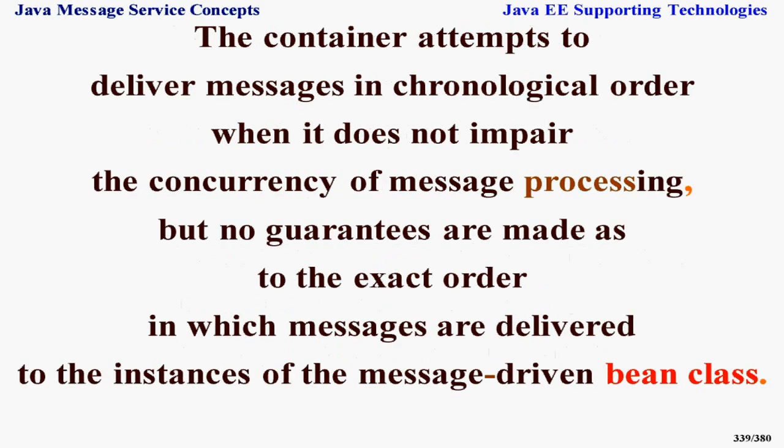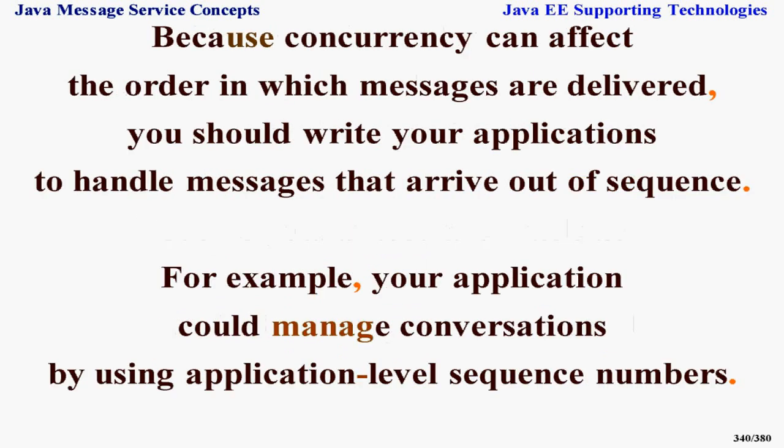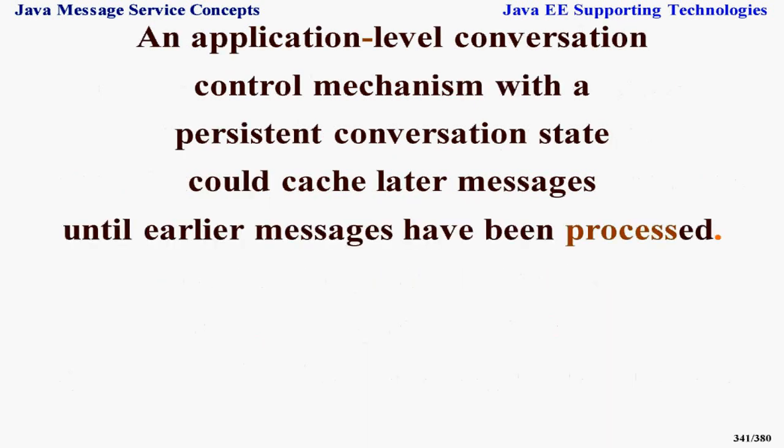The container attempts to deliver messages in chronological order when it does not impair the concurrency of message processing, but no guarantees are made as to the exact order in which messages are delivered to the instances of the message-driven bean class. Because concurrency can affect the order in which messages are delivered, you should write your applications to handle messages that arrive out of sequence. For example, your application could manage conversations by using application-level sequence numbers. An application-level conversation control mechanism with a persistent conversation state could cache later messages until earlier messages have been processed.